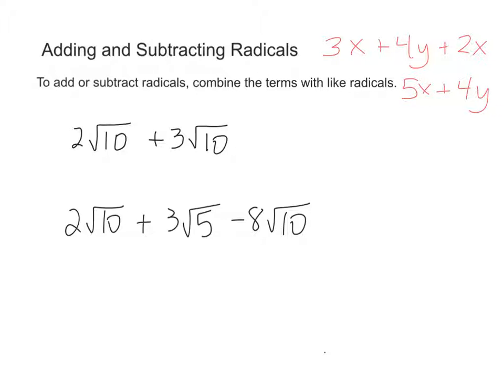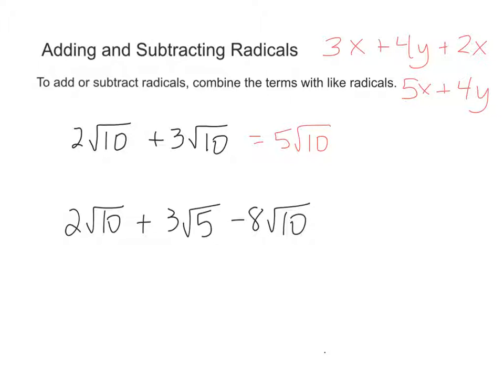If the radicands are the same, just like if the variable is the same, then you just add the coefficients. So 2 root 10 plus 3 root 10 is 5 root 10. You add the coefficients. You don't change the radicand when you're adding or subtracting. Never change the radicand, the number inside the square root sign. You're just adding or subtracting the coefficients.